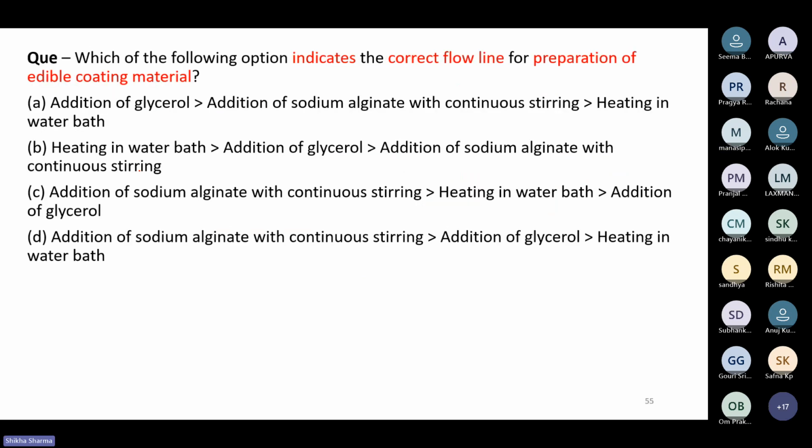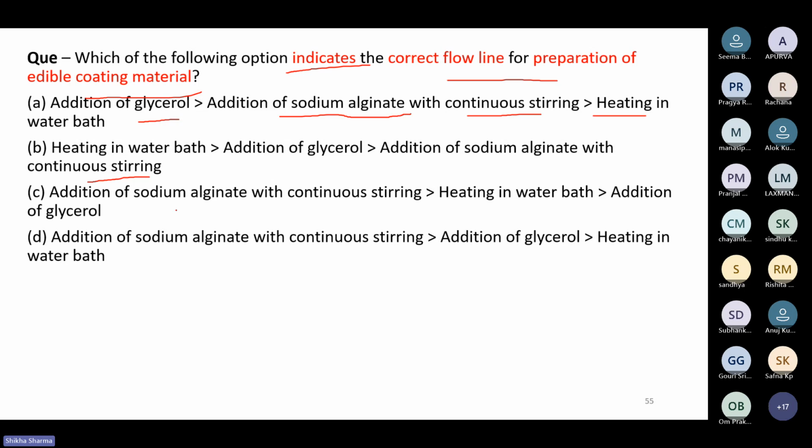We are moving to the next question, which is also a very simple question about edible coating material. Which of the following options indicates the correct flow line of preparation of edible coating material? A is addition of glycerol, then addition of sodium alginate, which is a biopolymer, with continuous stirring, then heating in the water bath. B is heating in the water bath, then addition of glycerol, and lastly addition of sodium alginate with continuous stirring.